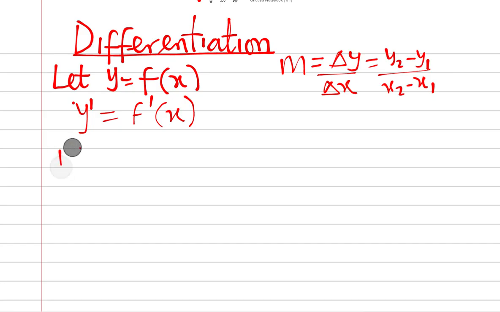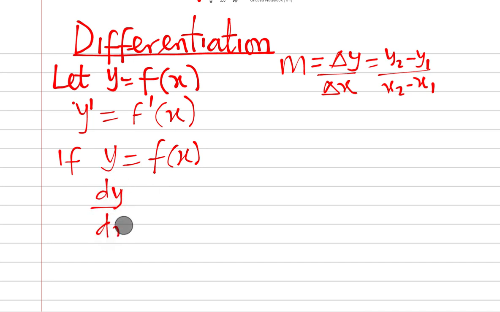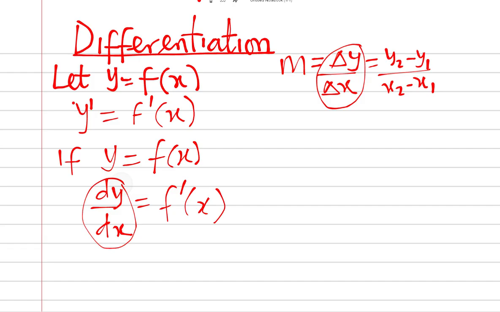Now if y is equal to f of x, then dy dx is what we mean by the derivative. This change in y over change in x is the same thing as dy dx, and dy dx is equal to f prime of x. So dy dx is the same thing as this y prime here. Instead of writing y prime, I can say dy dx.